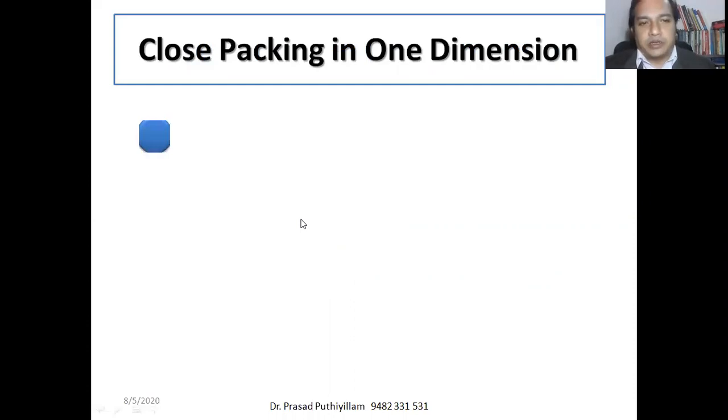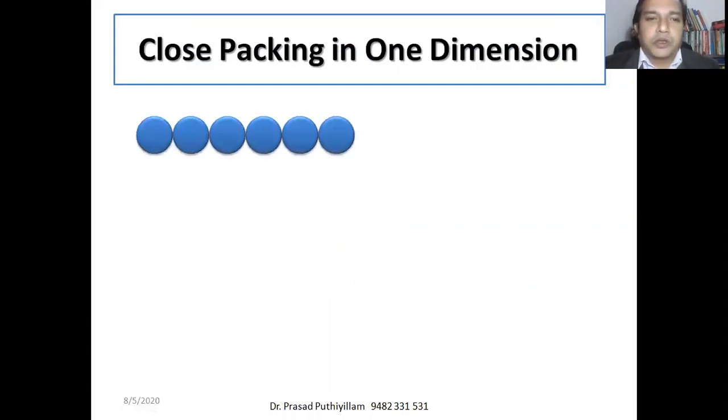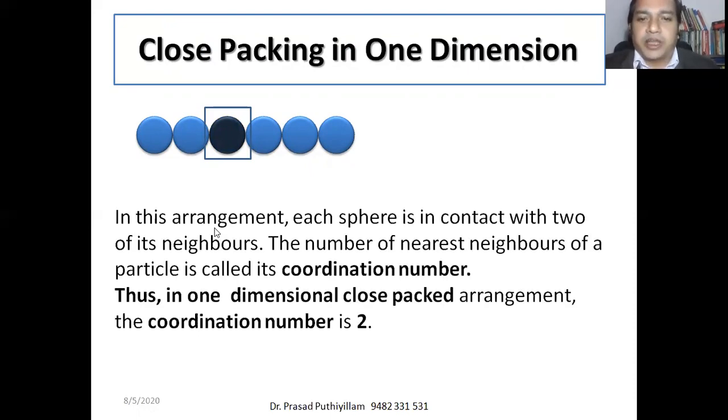So you know 1 dimension, that is you can arrange the atoms, molecules, ions in a straight line, that is known as 1 dimension. In 1 dimension, we can consider one atom. It is attached to two more atoms nearby. So in this type of arrangement, the sphere, wherever I say sphere, it is either an atom or molecule or an ion. It is in contact with two of its neighbors. So we call it the coordination number. Here the coordination number is 2.